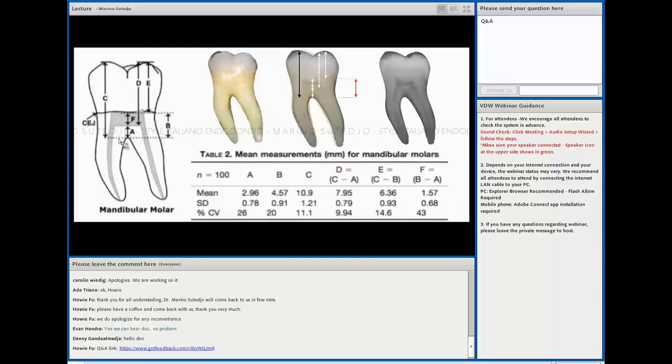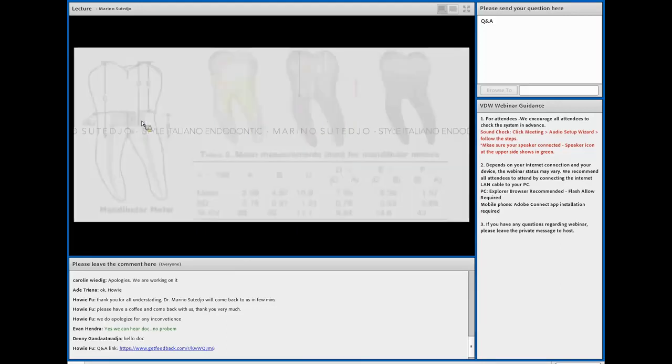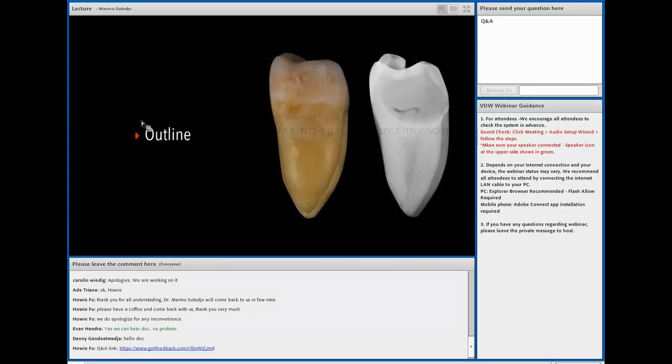And how about the posterior? In my opinion, the posterior is a little bit easier for judging the position of the pulp chamber. Many journals say that if you draw the line from the cemento-enamel junction, usually this is the line that matches the floor or the roof of the pulp chamber. So when you hit your bur at the cemento-enamel junction, it means you are already reaching the pulp chamber. The depth of insertion of your bur should stop at the cemento-enamel junction. Don't go further beyond that because you might create a perforation.